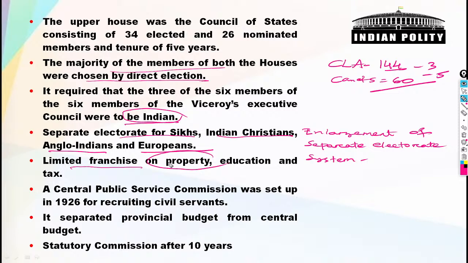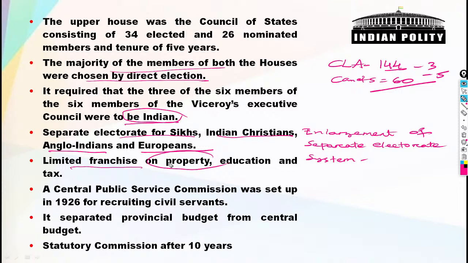Another notable aspect of the Government of India Act is that it provided for the establishment of a Central Public Service Commission to conduct recruitment examinations for the Indian Civil Service and other services. The Central Public Service Commission was set up in 1926, and it came to be known as the Union Public Service Commission after independence. It also separated the provincial budget from the central budget, that is, a division of powers of the federal system was introduced, but it's not written as federal.